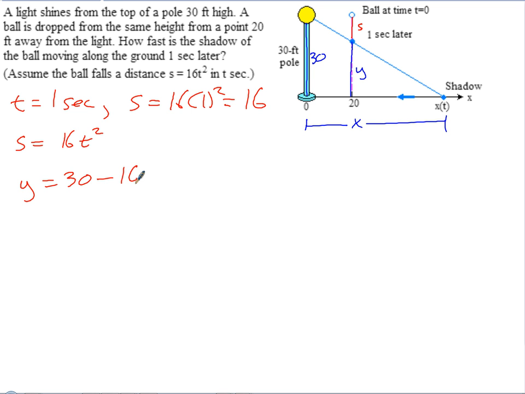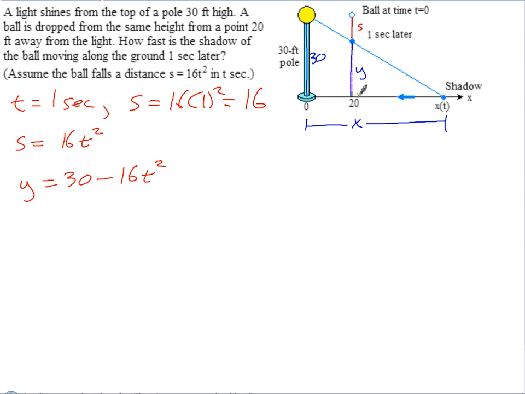30 minus 16t squared, right? How do you know? Because this whole distance is 30, right? And so if that's s, 30 minus s would be y. But there's no s in that equation, so why talk about it? Okay, gotcha.